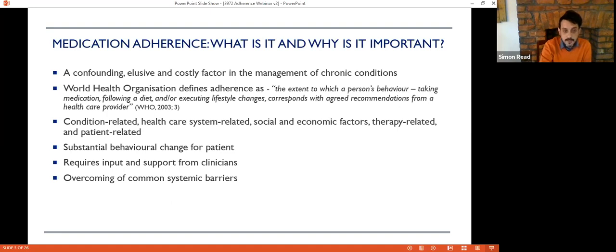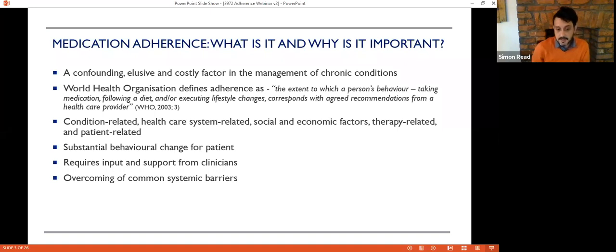So what is medication adherence and why is it important? Well, adherence has long been established as a confounding, elusive, and potentially costly factor in the management of chronic conditions. But firstly, for clarity, it's worth outlining how adherence has been defined by the World Health Organization. And that says the extent to which a person's behavior, taking medication, following a diet, and/or executing lifestyle changes corresponds with agreed recommendations from a healthcare provider.